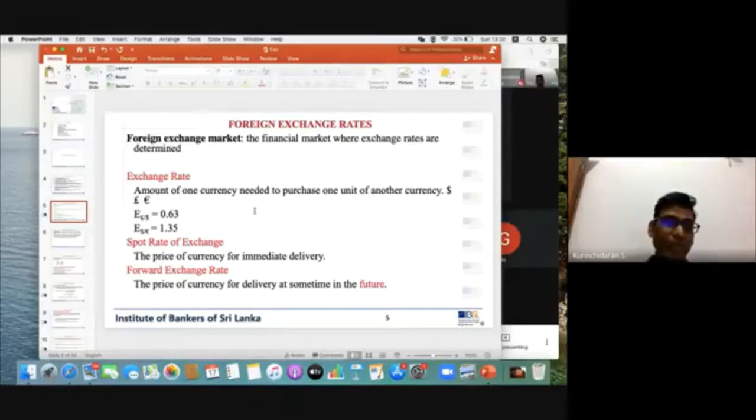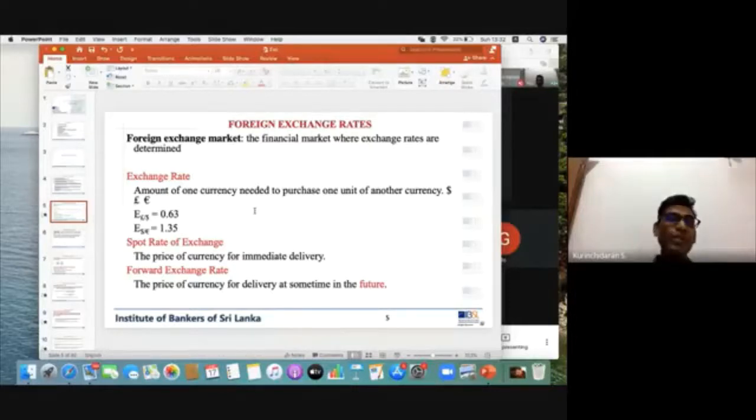Okay. So these exchange rates are quoted in different terms based on the time factor. The first one is the spot rate of exchange. That means if you want to buy immediately, or on the spot, then the exchange rate would be called the spot rate.